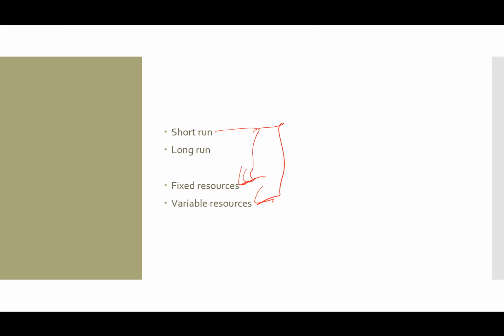If you have a coffee shop, you've already bought the building or rented it out, whatever, you've bought your machines, but you could certainly make decisions about maybe how many hours to be open, how many workers to have, decisions like that. So that is the short run. You've got at least something that is fixed. In this case, it's our building.